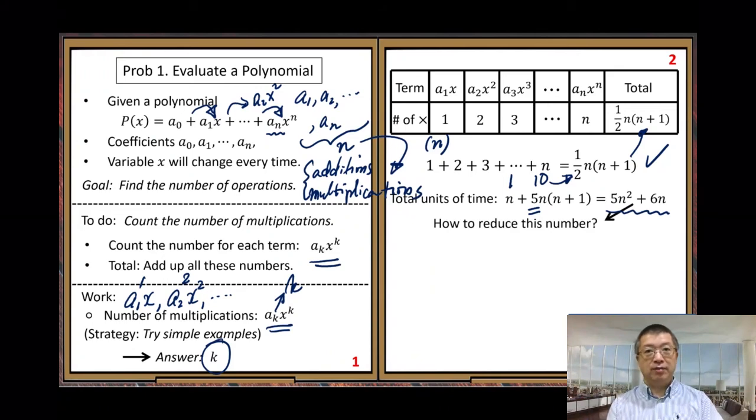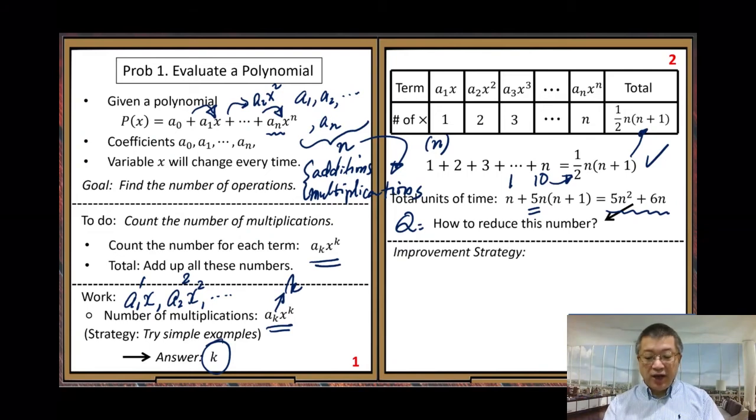How to reduce this number. All right. So now we need to work on the next question. How to reduce this number, improve. We want to get a better performance. How to improve this number. So the improvement strategy here.